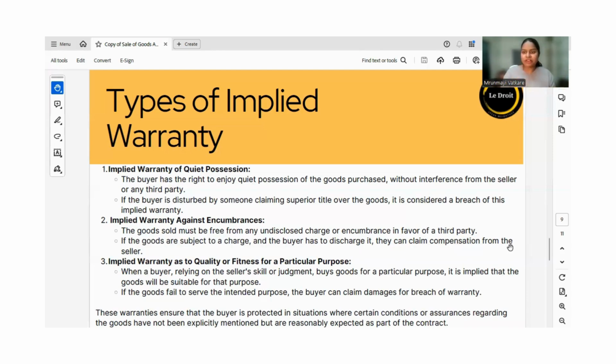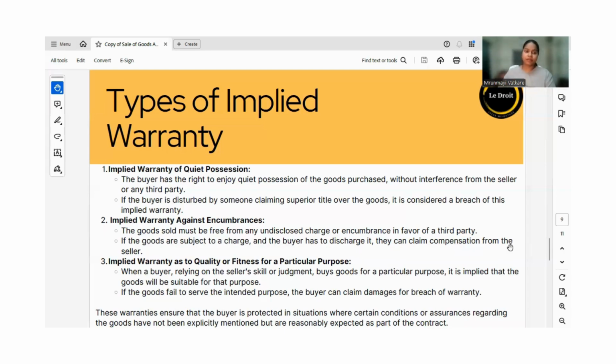For example, quiet possession. Definitely, if you're buying a good, that means you are going to be the owner and have the title over it once the contract is successful. So after the goods are purchased, nobody can come and interfere. Any third party can come, not only the seller, okay? Any third party can come and interfere with the title or possession of that particular good once the goods are purchased by the buyer.